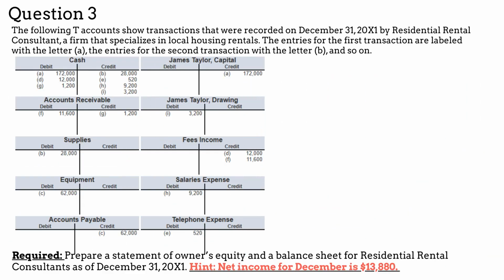Question 3 is similar to question 2 in that we have a list of T accounts with activity for which we need to calculate the balances. Our task is to decide whether they belong into the statement of owner's equity or the balance sheet. The first step is to complete the statement of owner's equity. Why? Because we will need the ending capital balance for the balance sheet.